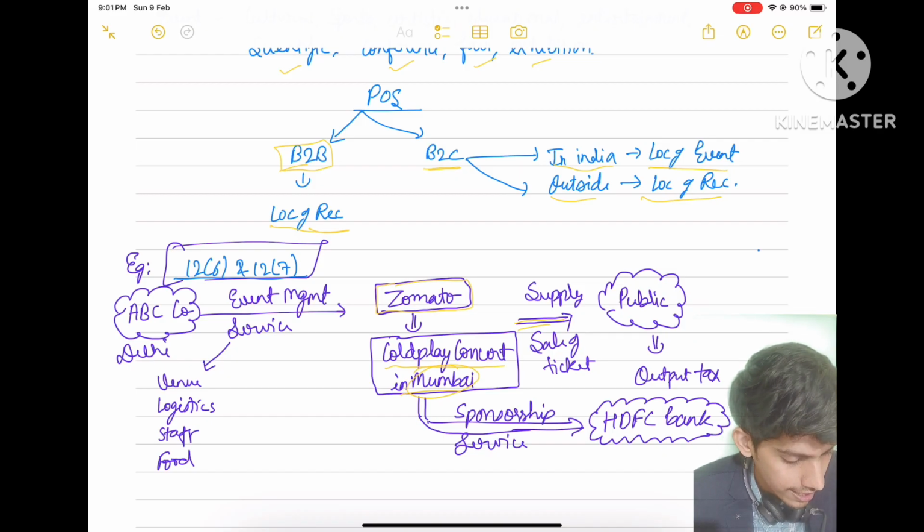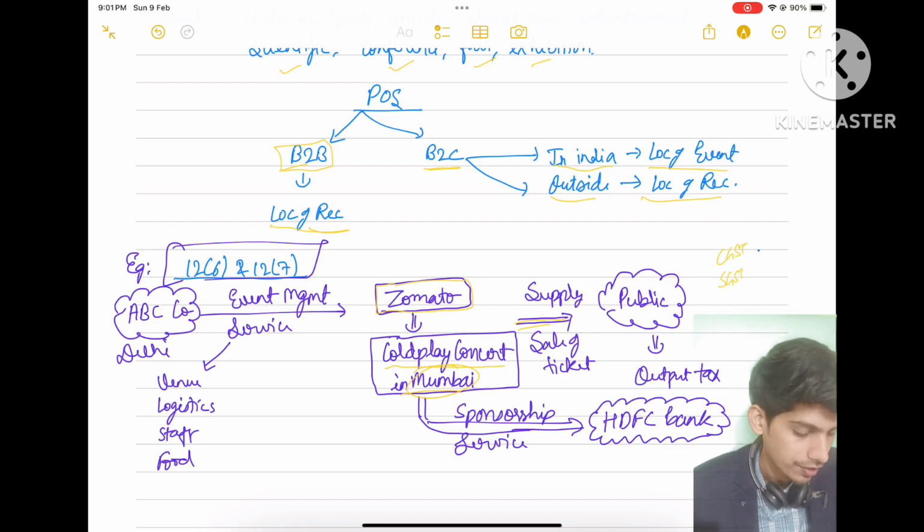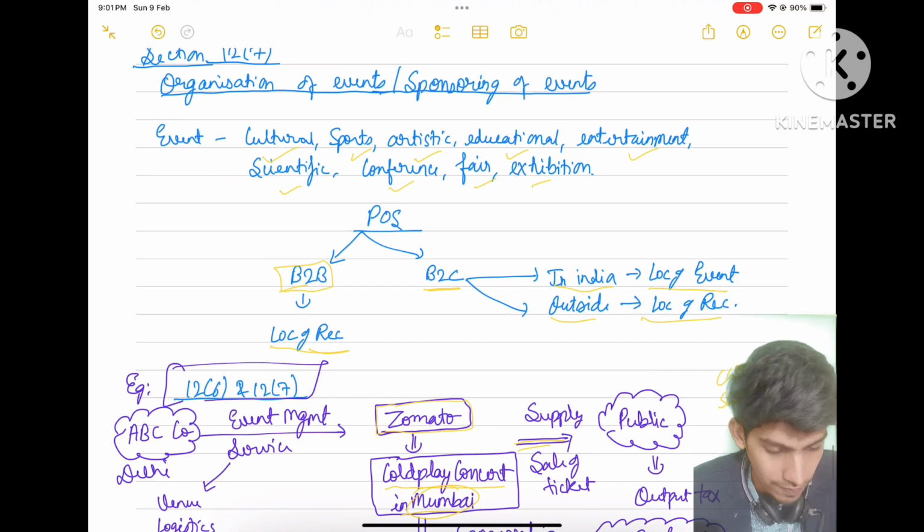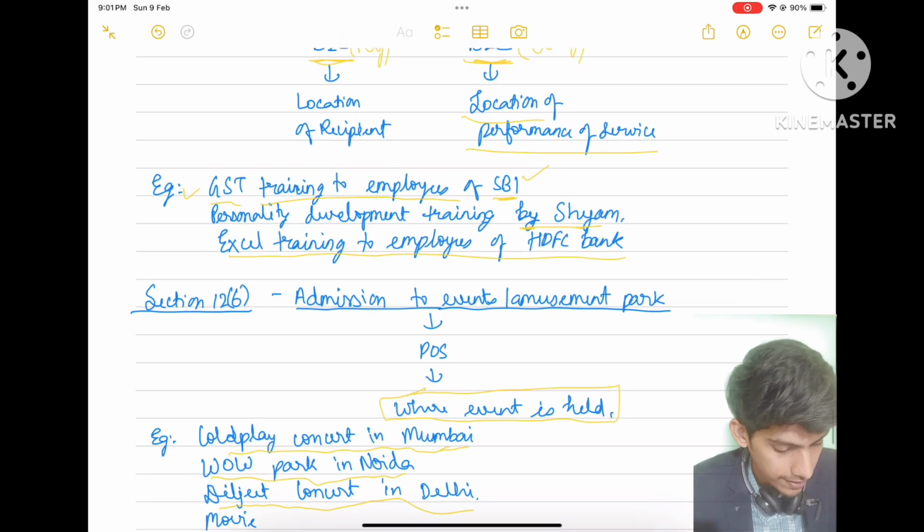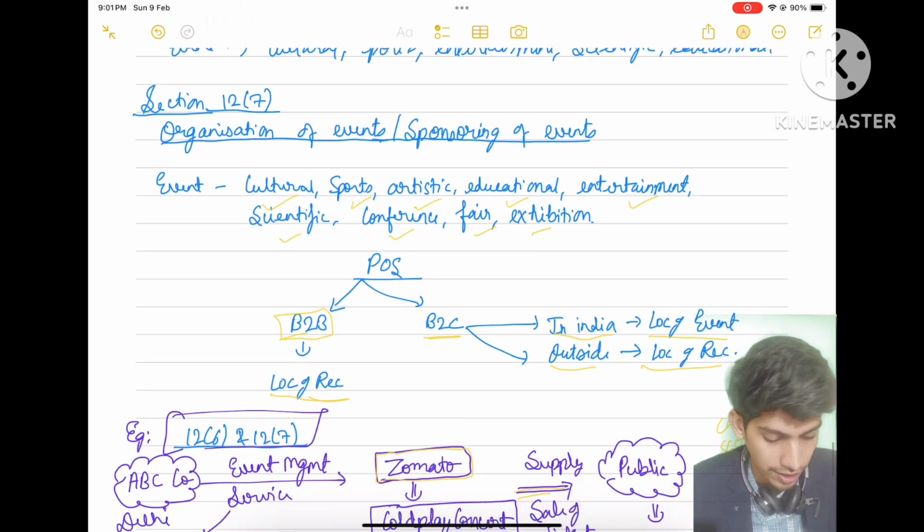CGST, SGST of Maharashtra. Okay, so this is one forward charge. This is section 12 subsection 6, admission to events. Okay, then we have section 12 subsection 7.